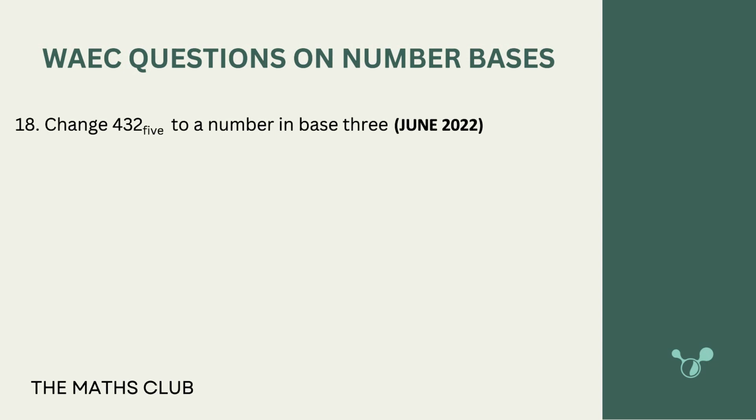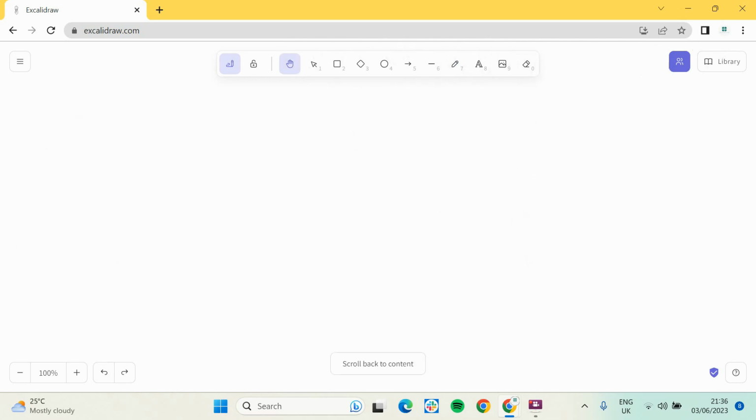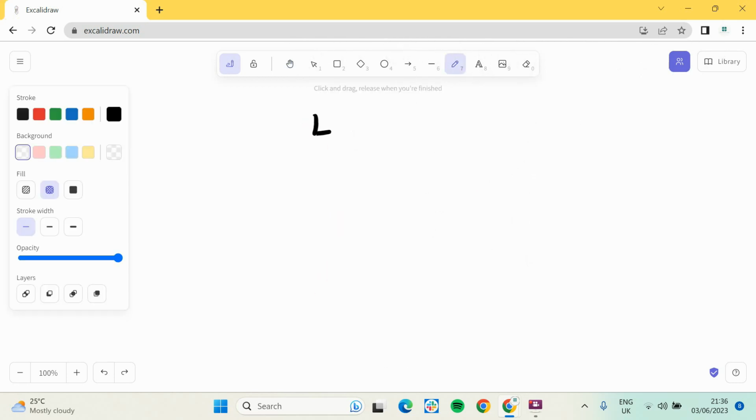Welcome back, right? So whenever we're given this type of thing, the first thing I always do is convert this base, right, to base 10. Then from base 10 we'll convert it to base 3. So let's go. So we have 432 base 5, right? I want to convert it to base what? Base 3, right? So let's go. First, convert it to base 10. That's the first thing.